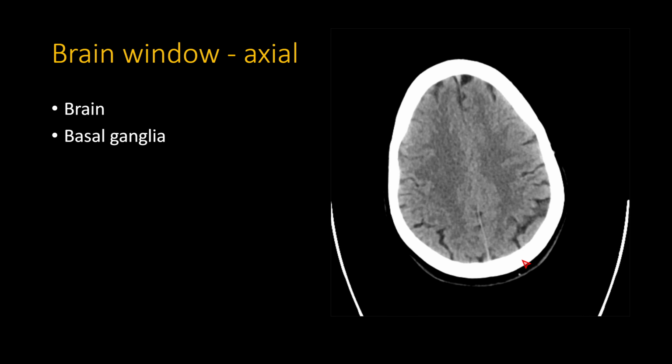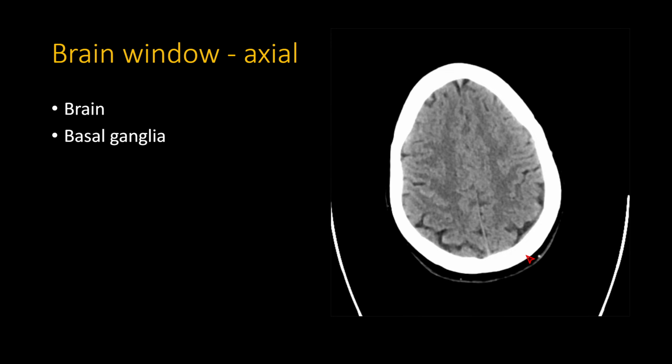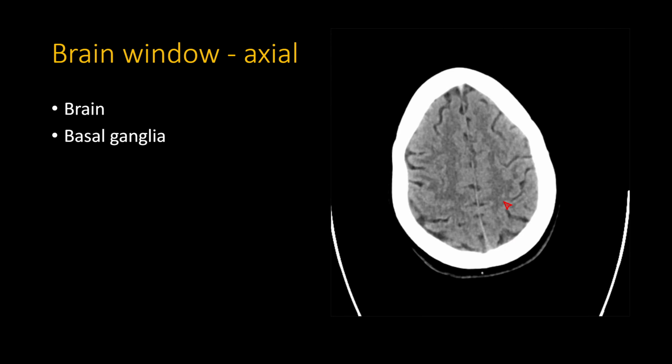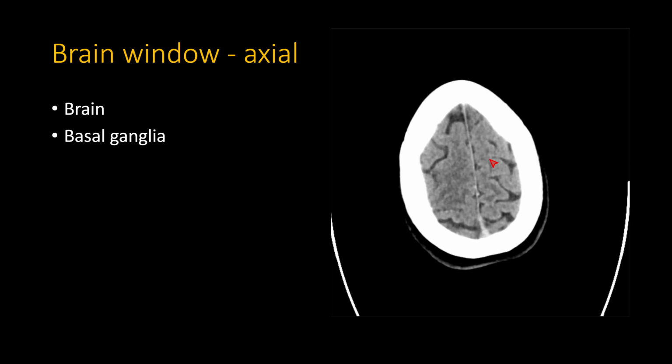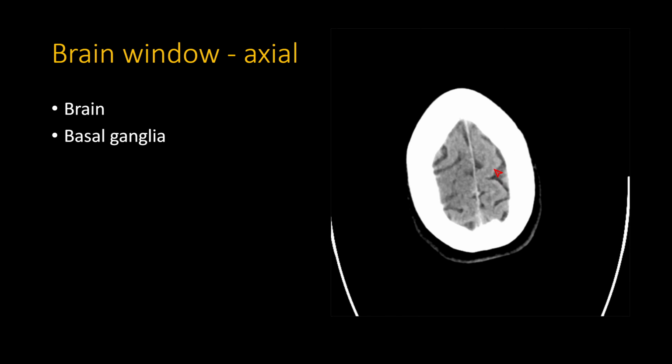Usually I start with the hemispheres, and again, things you're looking for are masses or mass effect, hemorrhage, and loss of gray-white matter junction differentiation. So it's nice sometimes to just start at the very top. A lot of times if there's a mass on one side of the brain versus the other, you see all the sulci are sort of effaced.